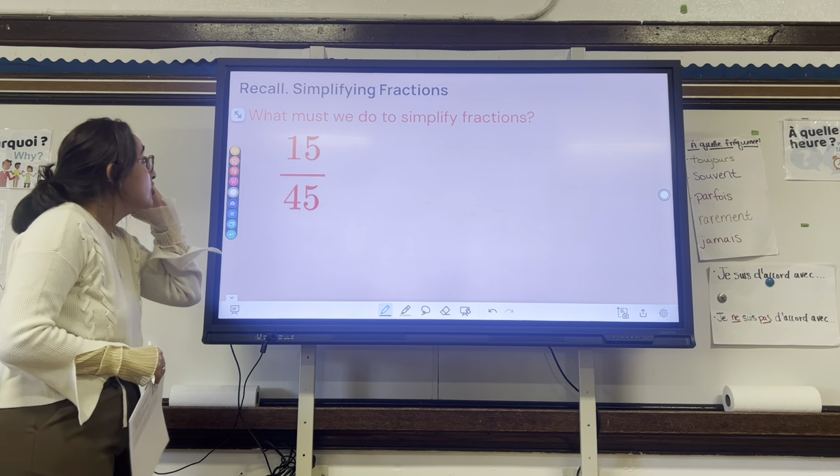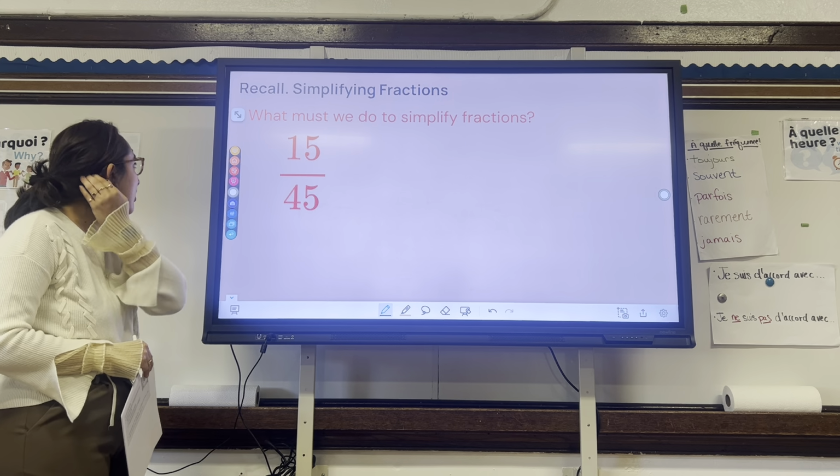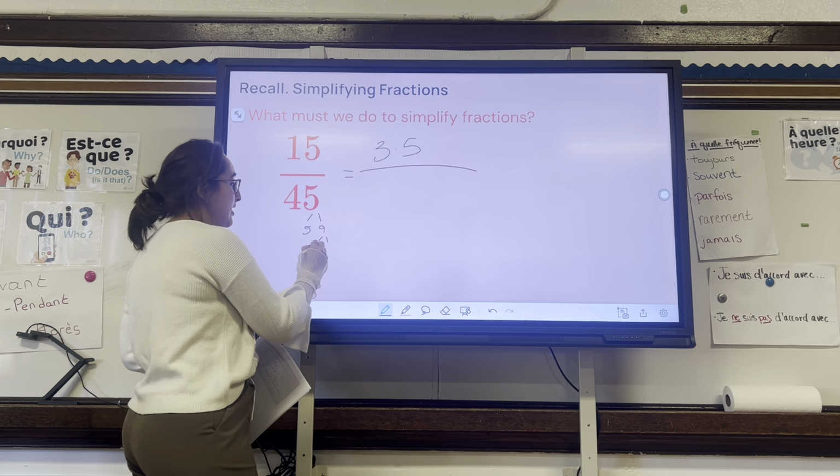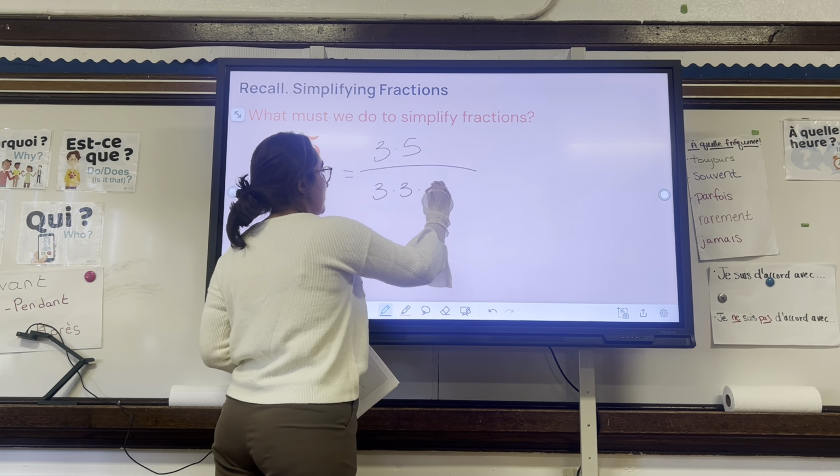All right, so simplifying fractions. When we simplify fractions, the first step that you need to do is expand. What that means is 15 turns into 3 times 5, and 45 is 5 and 9, but we know that 9 is 3 and 3, so this becomes 3 times 3 times 5.